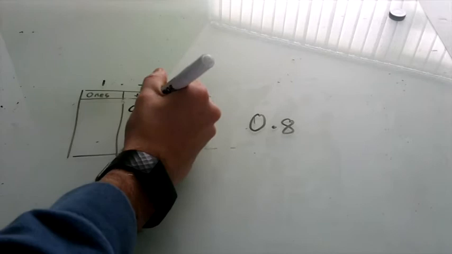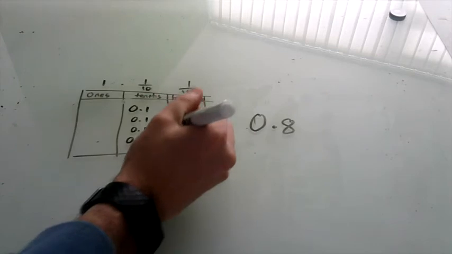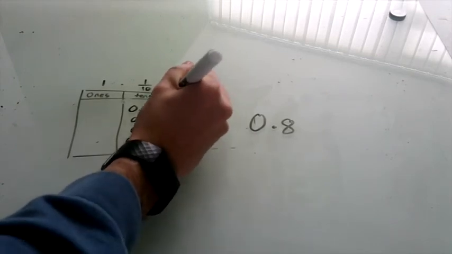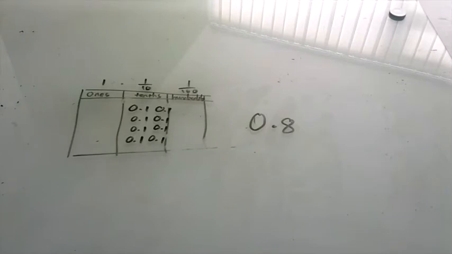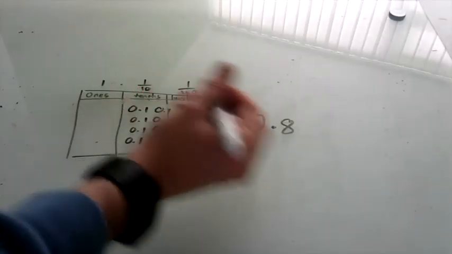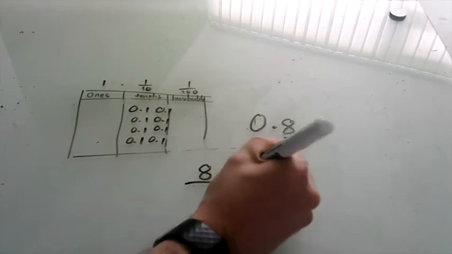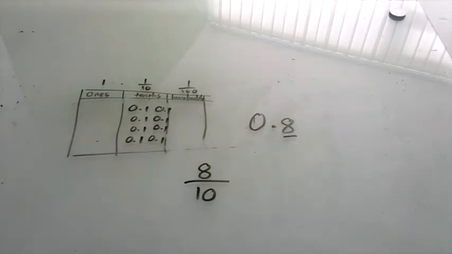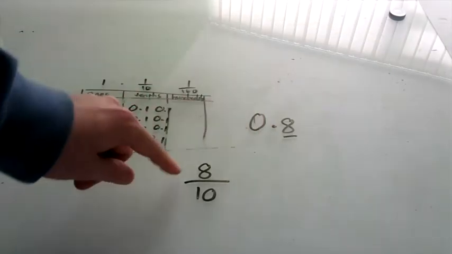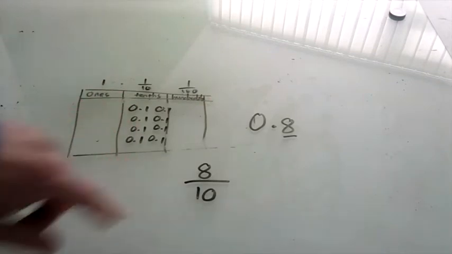0.1s, haven't you? 0.1, 0.1, 0.1, 0.1, 1, 2, 3, 4, 5, 6, 7. So if you were to use counters, you'd have 8 0.1s. So there's 8 tenths, isn't there? Because it's in the tenths column. So if we were to write that out, we would write 8 tenths, because you've got 8 in the tenths column. So there you go, you've converted your first decimal to a fraction.